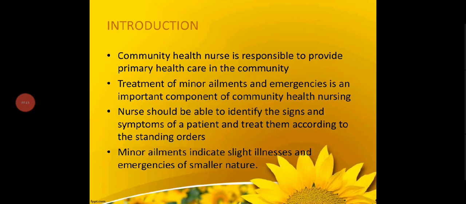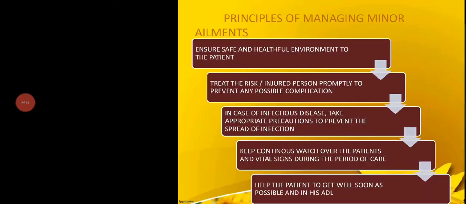Minor ailments indicate slight illness and emergencies of a small nature. If there are any small symptoms, like vomiting, diarrhea, nausea, those are minor ailments, and also minor injuries and accidents. For that, if we give certain treatment in the primary health center, it's called primary health care, and it is a service of the community health nurse to give these services.